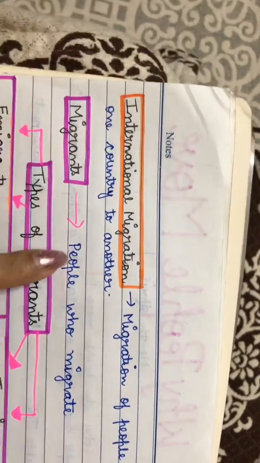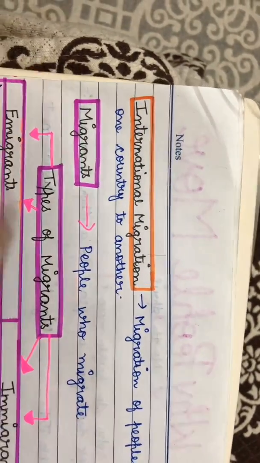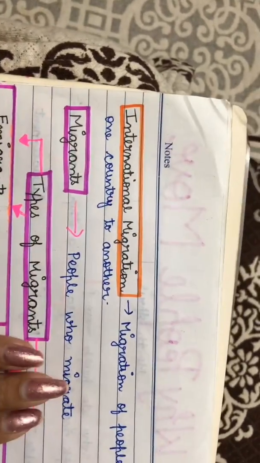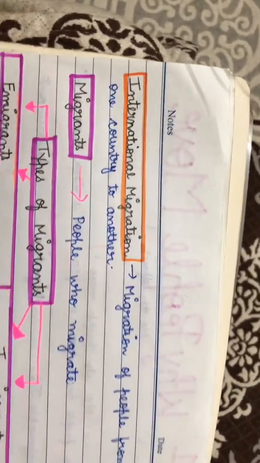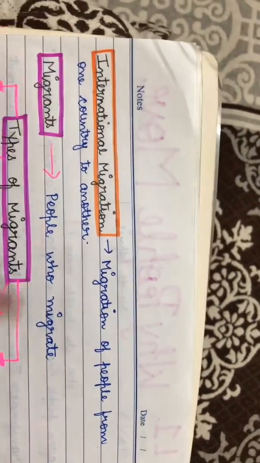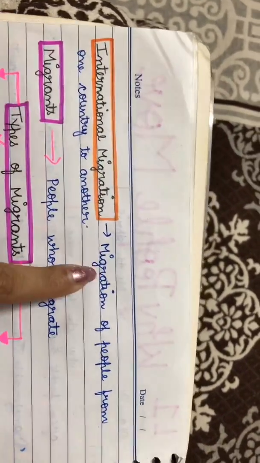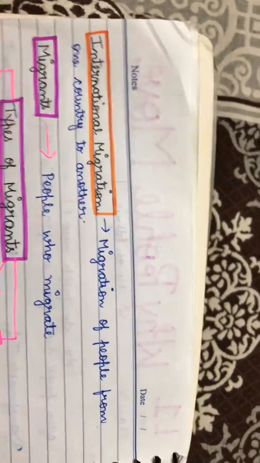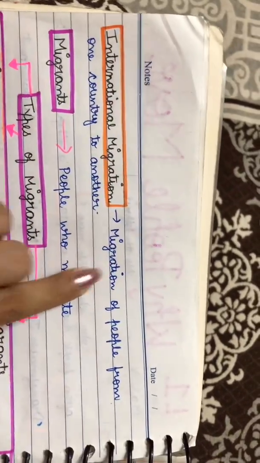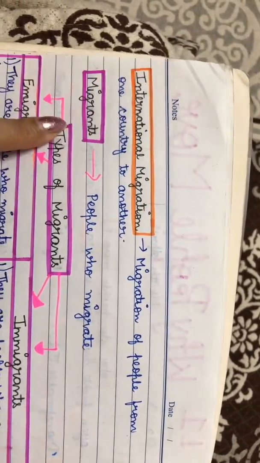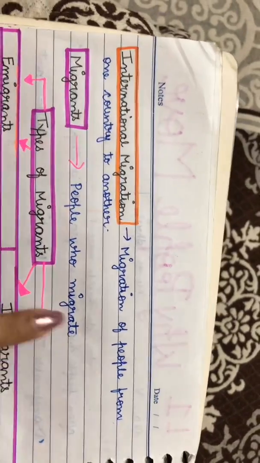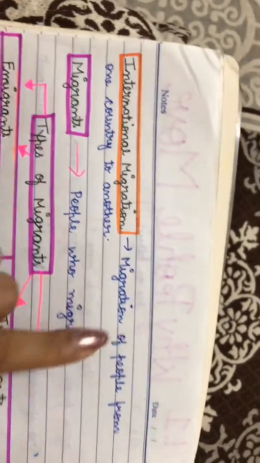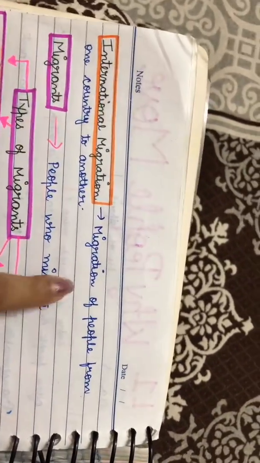Who is a migrant? People who migrate. The people who go from one place to another, the people who migrate are called migrants. Please remember there is a vast difference between migrants and migration. While migration is a movement, migrant is a person. Migration is the name of a movement and migrant is a person who migrates. The person who migrates, goes from one place to another, is called a migrant, whereas migration is called that movement.